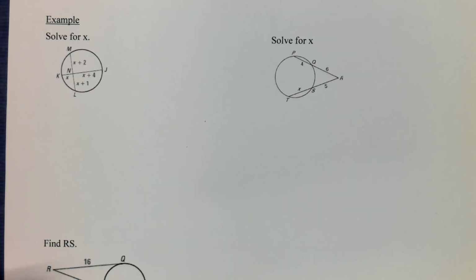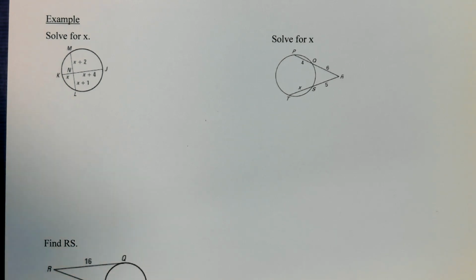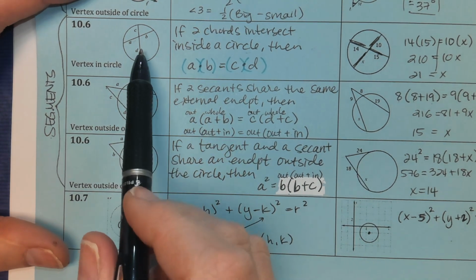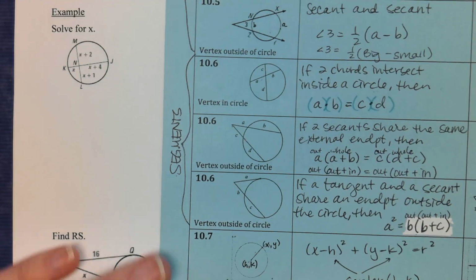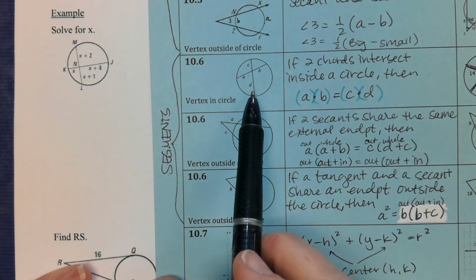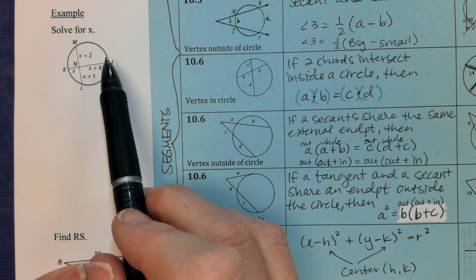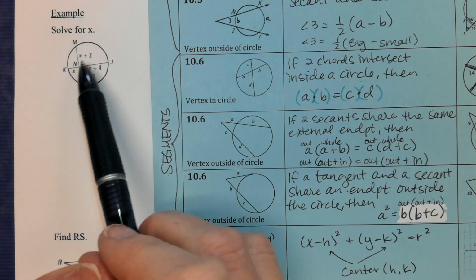First one says solve for x. I'm literally going to go to my blue card. I'm going to figure out which one of these pictures it looks most like. And that one looks most like this one. So two chords, they're crossing inside the circle.